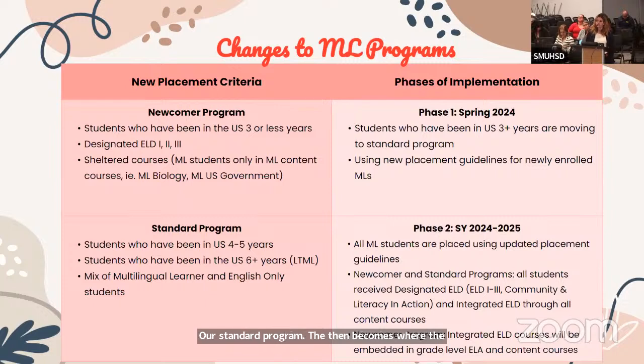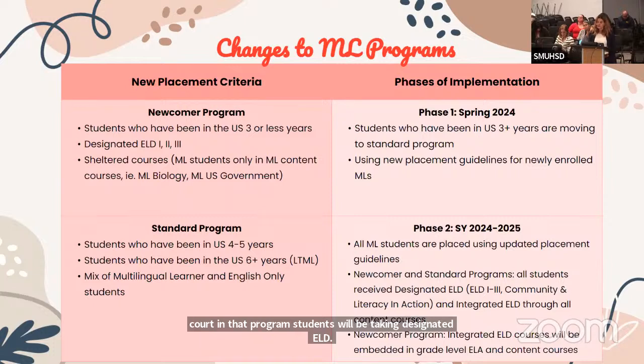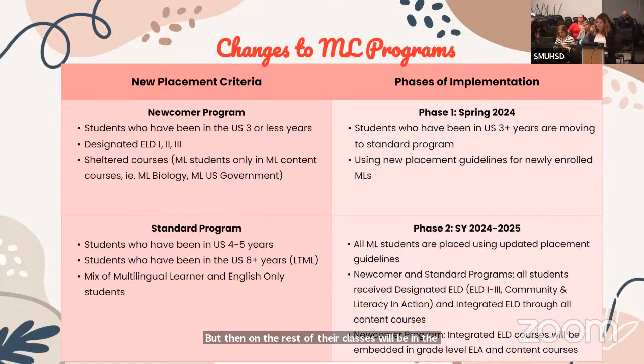Our standard program then becomes where the students after 3 years go into. So students who have been in the U.S. 4 to 5 years and 6+, and in that program, students will be taking designated ELD, but then the rest of their classes will be in the mainstream with their peers.